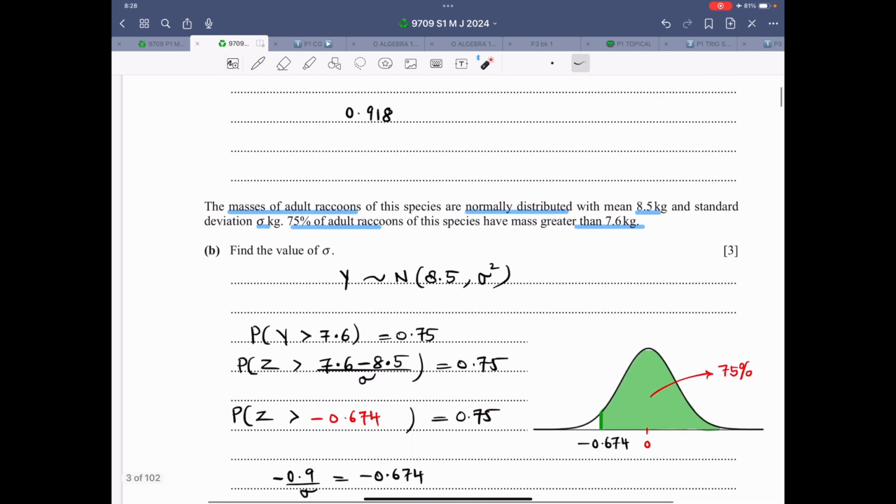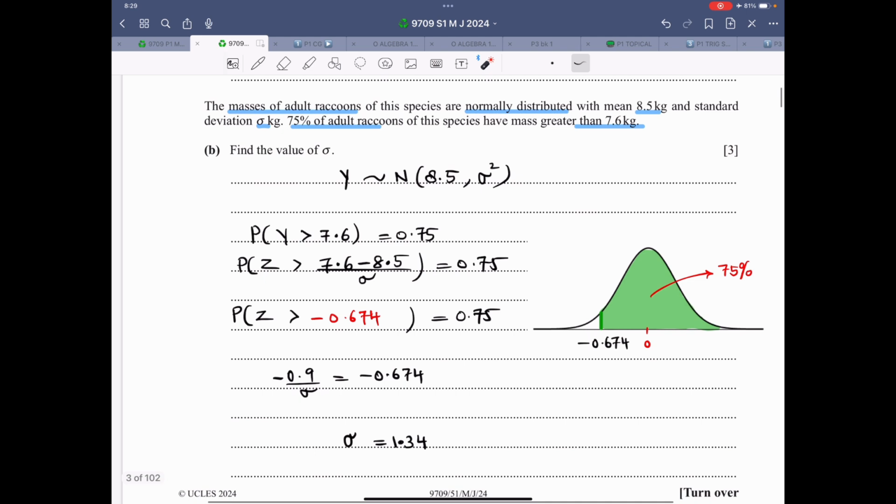So let's move on. It says the masses of adult raccoons of this species. So now there is a different type. They have a mean 8.5, standard deviation sigma. 75% of adult raccoons have a mass greater than 7.6. That means there is a value greater than that is 75%. Now, when this probability is 50% or above, and there is a greater sign, that means the z value is negative. So this question I could have done without the diagram also.